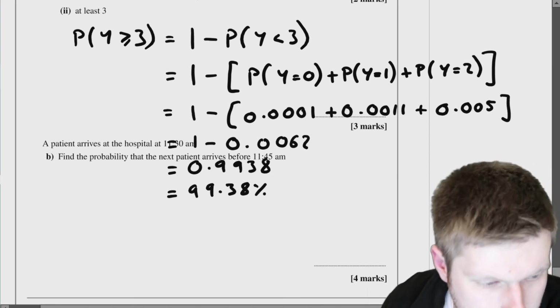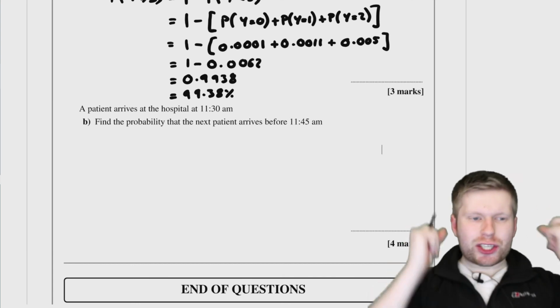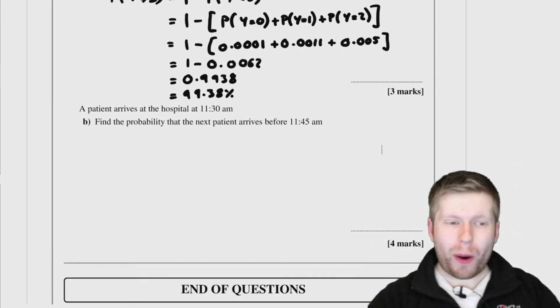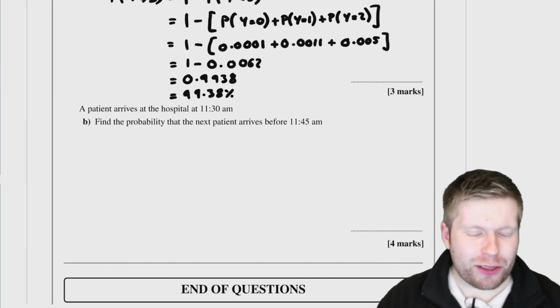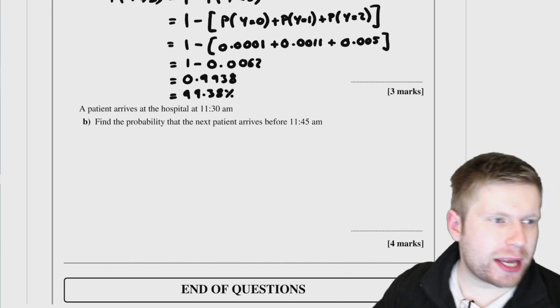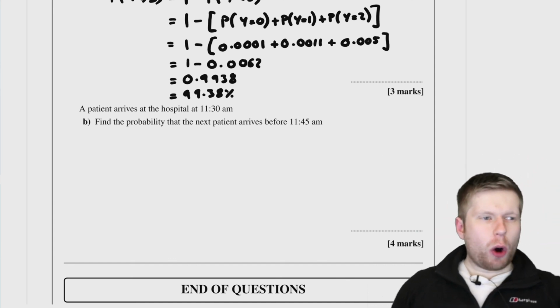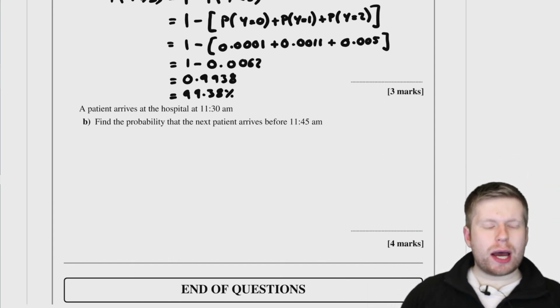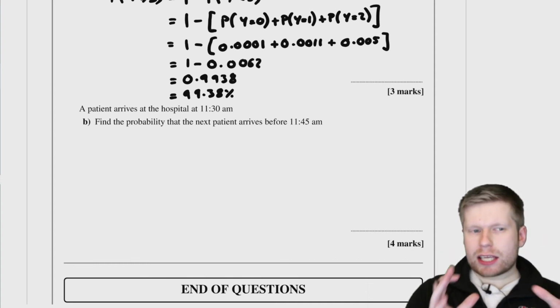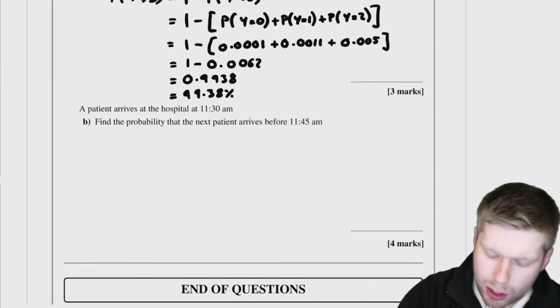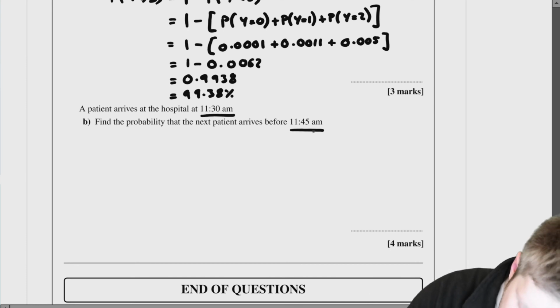Okay. So let's have a look at the last question then. So if you've watched all the video up until now, we're at the last question finally. So well done for making it this far, okay? So we're told that a patient arrives at the hospital at 11:30 a.m. Now, can you find the probability that the next patient arrives before 11:45? So in this case, what's the time interval we're looking at? Well, we're looking from 11:30 to 11:45.